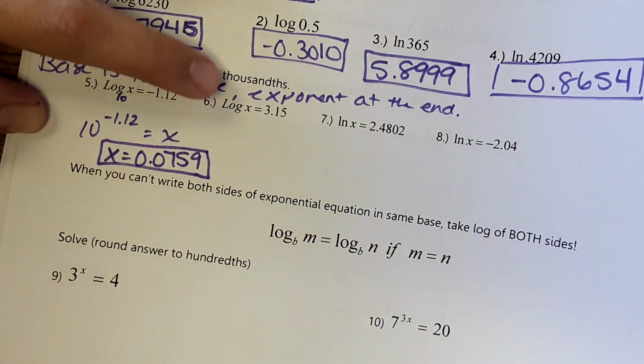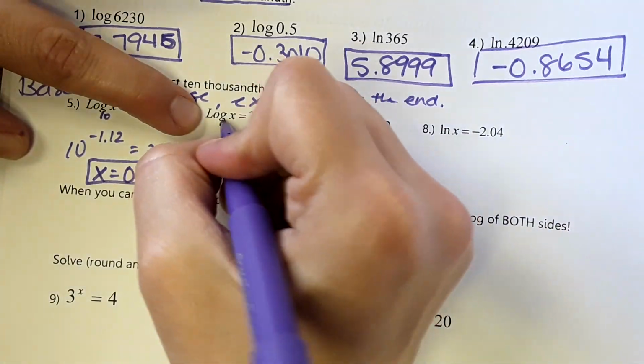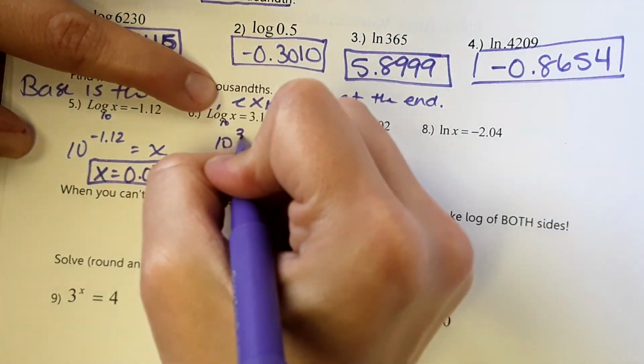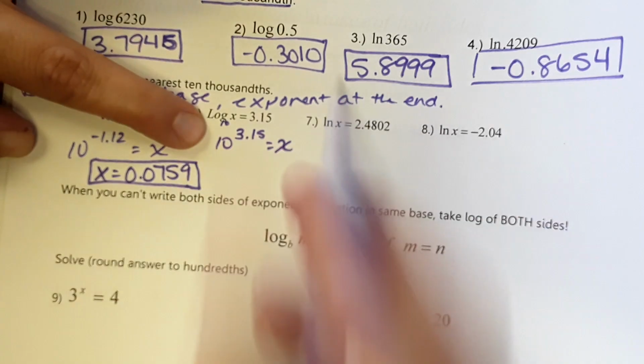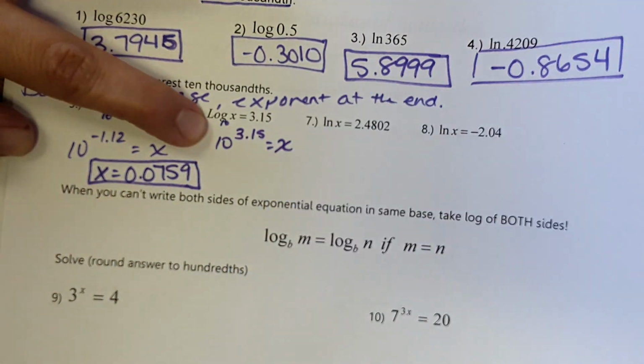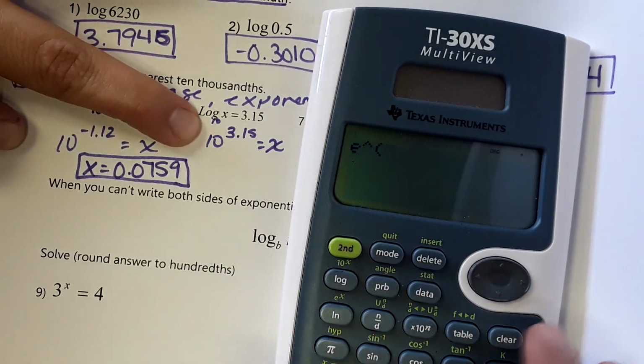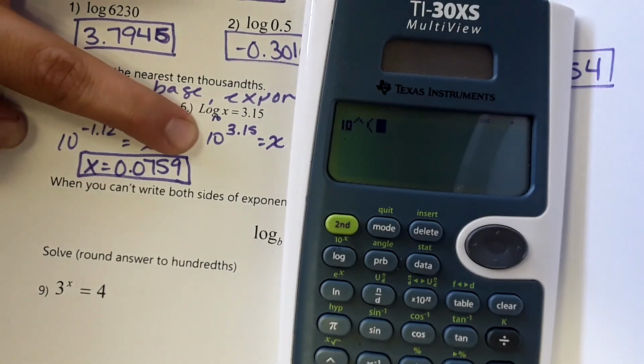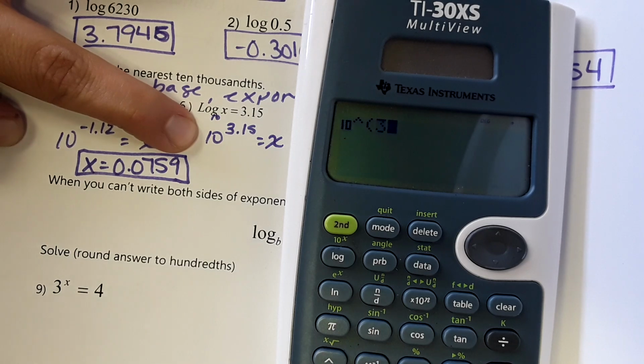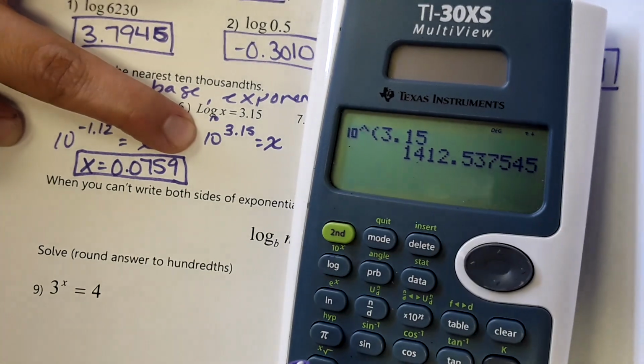Okay, next one, this is the same setup, base 10. Base is the base, exponent at the end equals x, and then I plug this into the calculator. Second, and 3.15, and this is the value.